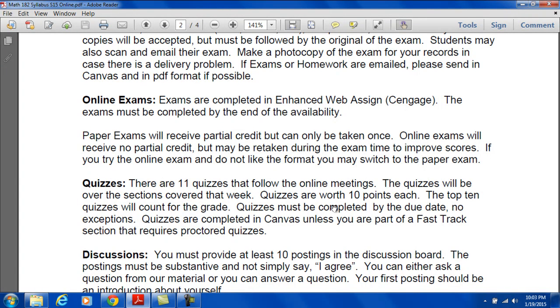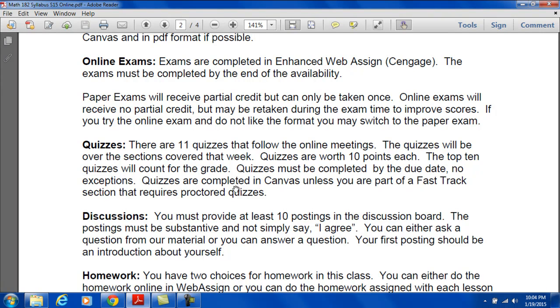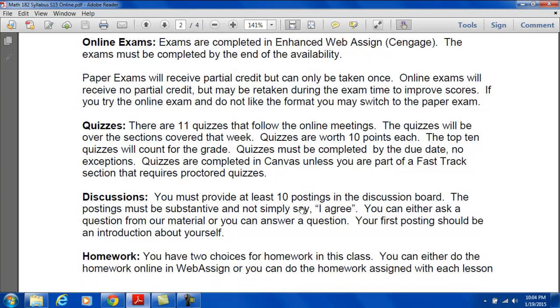We're going to meet twice a week, from 12:30 to 2:15. Now, you don't have to be there for those meetings, and those are recorded, so you can always watch them later. But quizzes will come out midweek. I think it's Thursday, and they're due on the following Monday, or Tuesday if it happens to be a holiday. Complete them by the due date, no exceptions. Quizzes are completed in Canvas unless you're part of the fast track section that requires proctored quizzes.